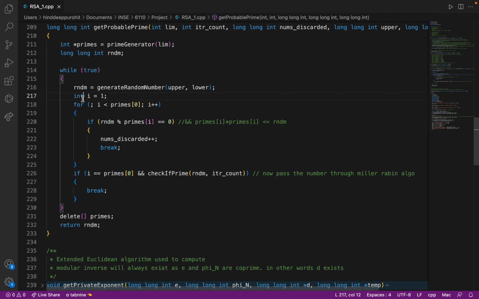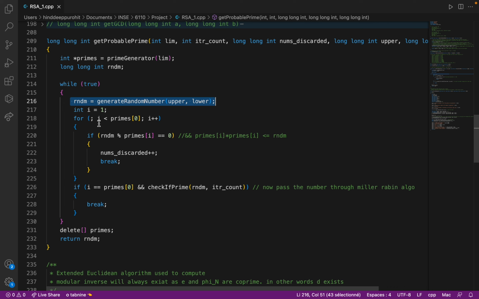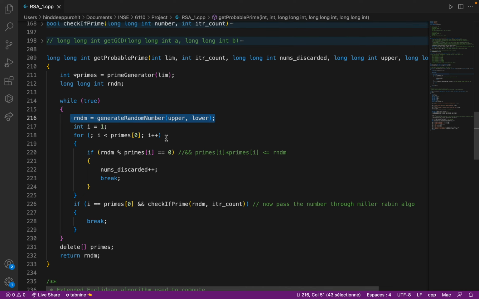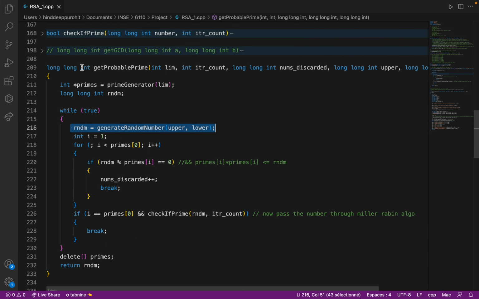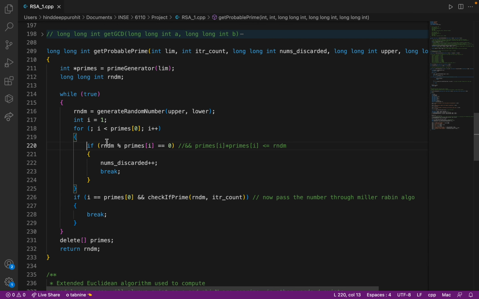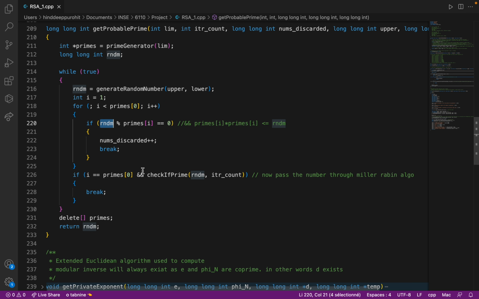Once the random number has been generated, we need to check whether the number is prime or not. So I'm using the Miller-Rabin test, and before doing the Miller-Rabin test, I need to divide that number by the first few prime numbers that were generated in this prime generator function. If a random number can be divided by the prime numbers that were generated using that prime number generator function, then the number is not prime. Otherwise, we need to proceed and check if the number is prime using the Miller-Rabin algorithm.